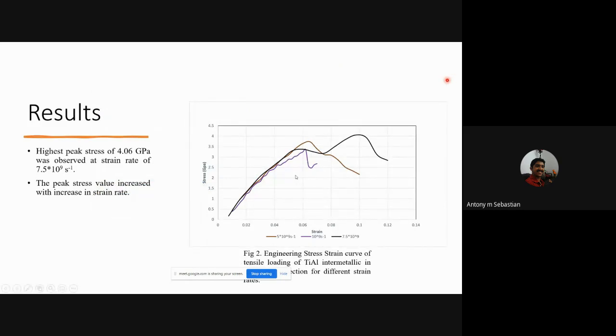The first thing is, what is the influence of strain rate on the peak stress values? You can see from the curves, the black curve is shown here, and the brown curve and the violet curve are shown here. You can see that the plastic region has increased along with the peak stress value. The peak stress value has also increased with increase in strain rate values. So the peak stress value increased with increase in strain rate while performing these molecular dynamics simulations.